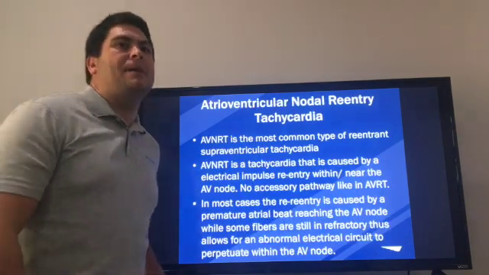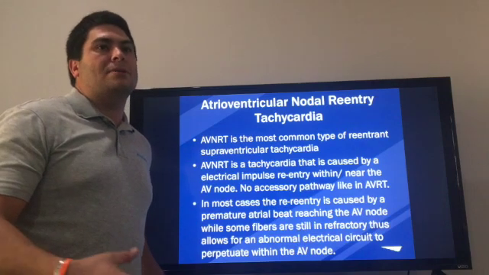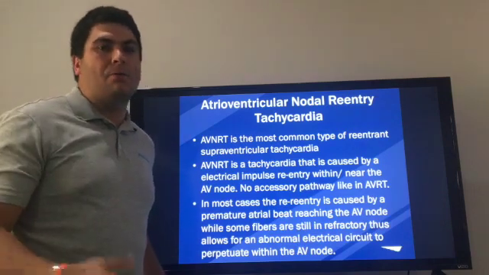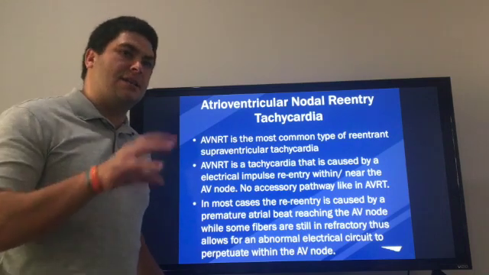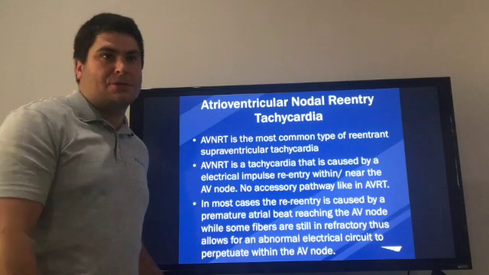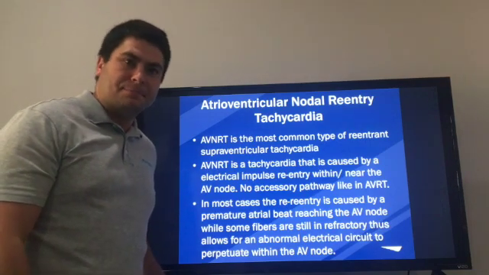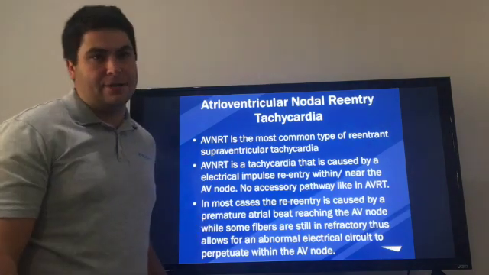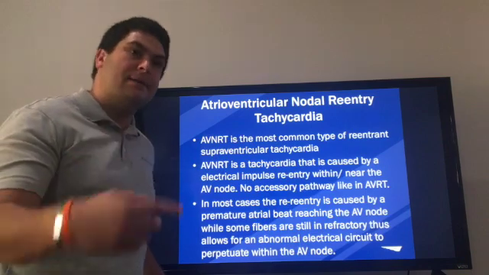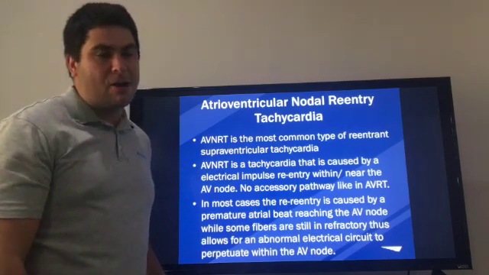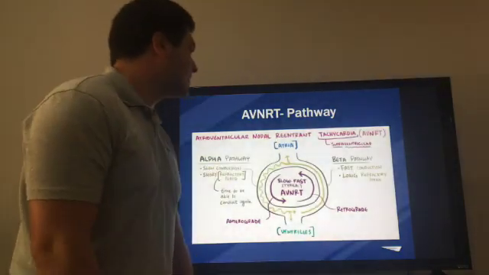AVNRT is the most common type of supraventricular tachycardia. It's caused by an impulse at or near the AV node. So unlike Wolff-Parkinson-White, AVRT, and other SVTs, this is coming from right there in the AV node, not up from the ventricles. Most of the time it's caused by a PAC reaching the AV node while the fibers are still in refractory. This allows an abnormal electrical circuit to perpetuate from the AV node, causing those high heart rates of 150 to 250. Good diagram here for us.